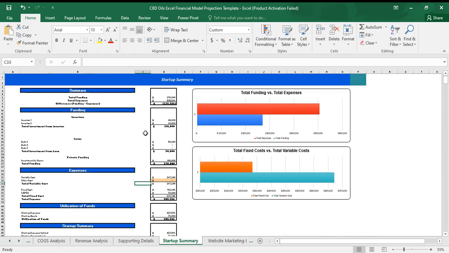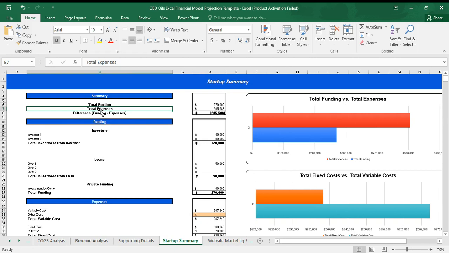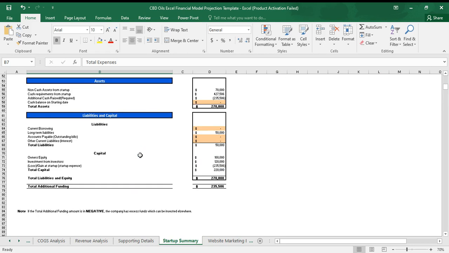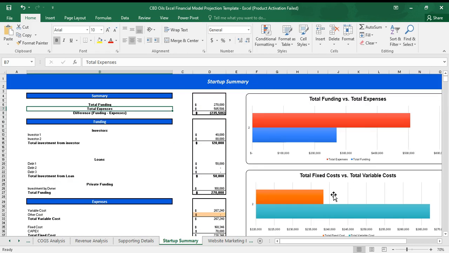Next is the startup summary. Here we have included the funding and expenses in the first year of operations of this business, and also we have included a utilization of funds summary. Then we have assets and liabilities in the first year, and we have also included graphs for an easy analysis.